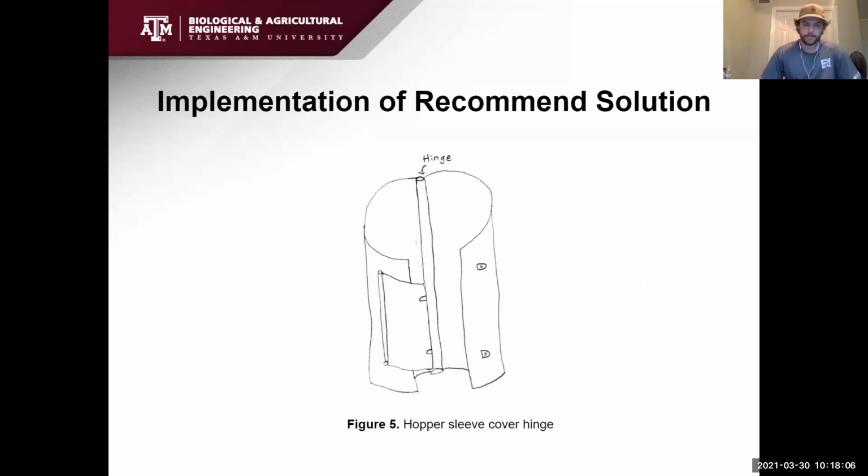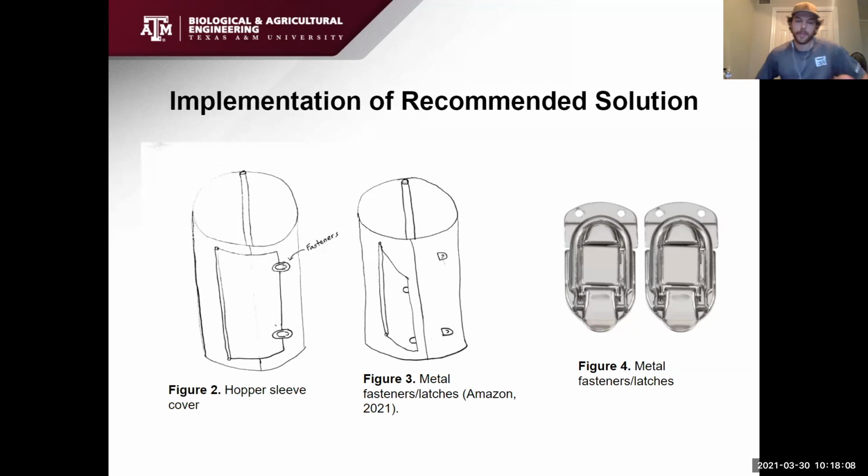If you could go back to the previous slide. Yeah, so figures 2 and 3. This is our idea of what the hopper sleeve should look like. As you can see, there's an initial plate on the front that has a hinge attached to the sleeve itself. There are those latches, which are what secure it and keep it fastened and tightened around the hopper sleeve. And then you have a hinge in the back.